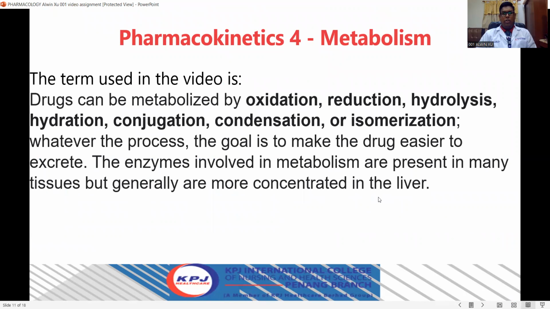So the fourth video is pharmacokinetics, metabolism. The terms used in the video are that drugs can be metabolized by oxidation, reduction, hydrolysis, hydration, conjugation, condensation, or isomerization. Whatever the process, the goal is to make the drug easier to excrete. The enzymes involved in metabolism are present in many tissues, but are generally more concentrated in the liver.